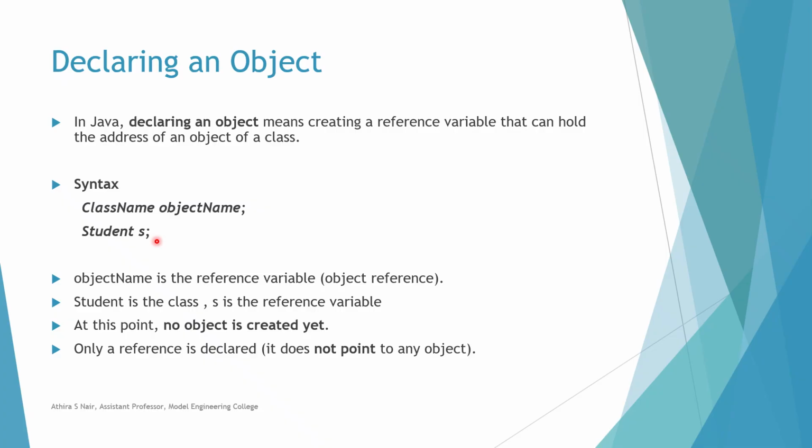This statement does not create an object. Many beginners think this creates an object, but it does not. It only creates a variable capable of storing the address of a Student object. At this moment, s is equal to null because there is no object in memory.